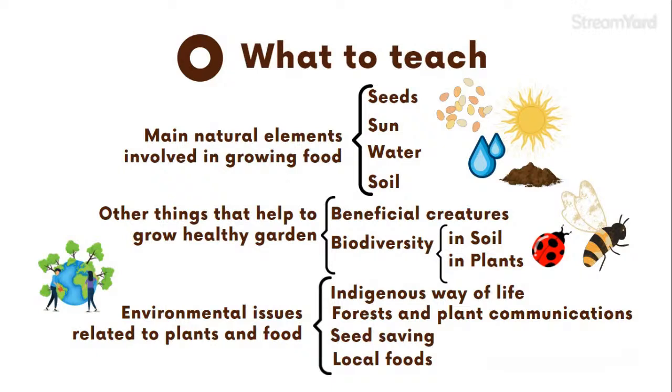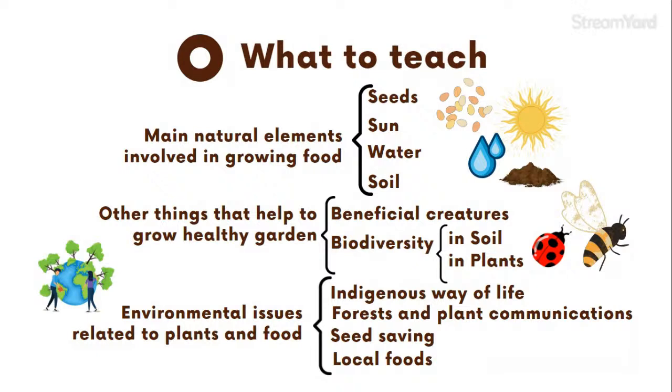And there are other things that are helpful for growing a healthy garden. That's the second category of lessons, which we either have a separate lesson for, and I suggest that you do too, or we incorporate these concepts into the other lessons that we have. Things like beneficial creatures, biodiversity in the soil, as well as in the plants that you choose for your garden, things like companion planting and all of that.